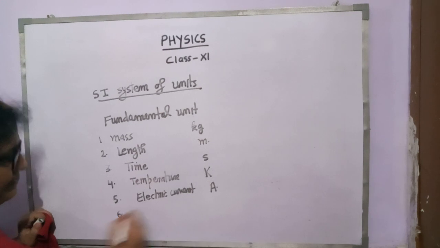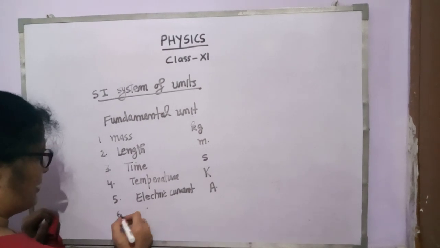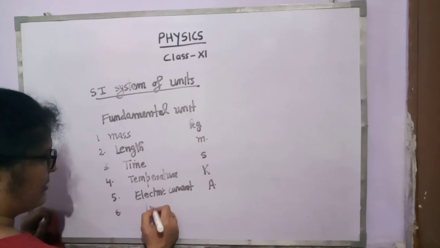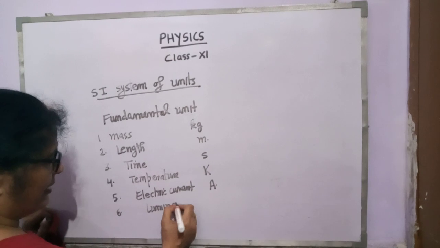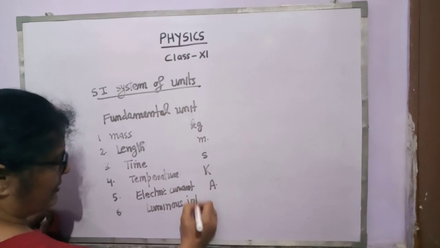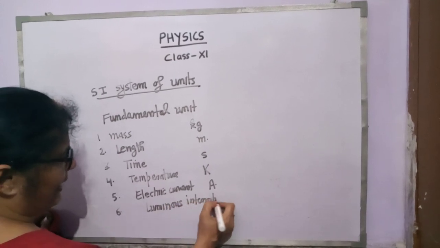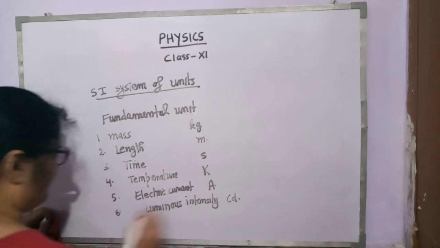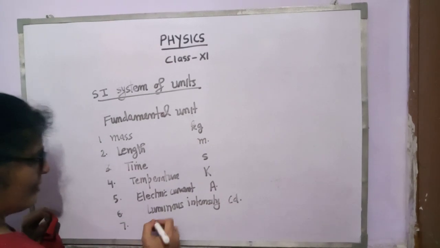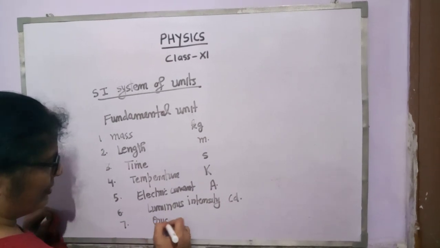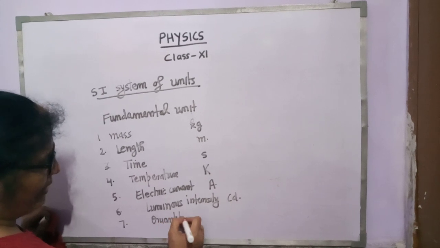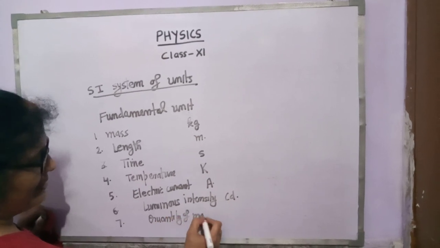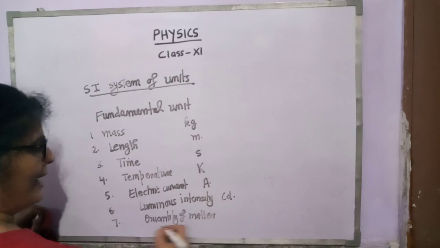Number 6, luminous intensity, it is represented by candela. Its symbol is Cd. And number 7 is quantity of matter. It is represented in symbolic form as mole.